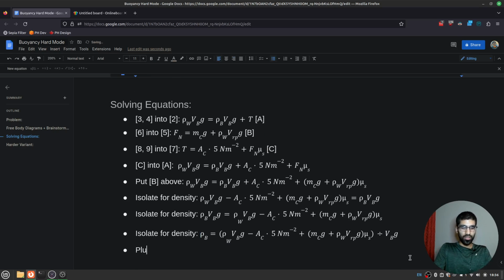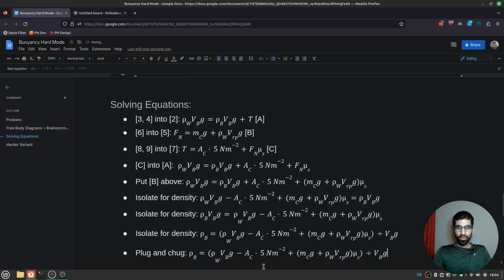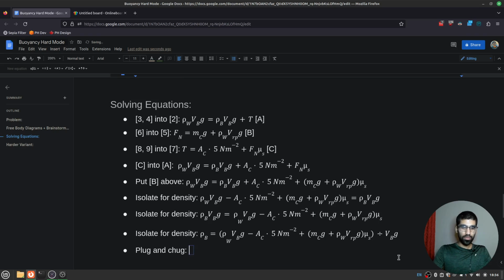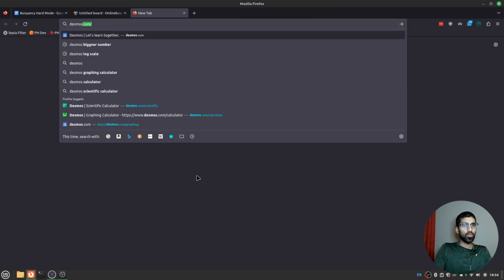Finally, plug and chug. Plug in the values that are unknown and we will be done. So instead of doing it here, because it's going to be real messy, I'm going to do it in Desmos so that it's less messy, and just write down the final answer here. So let me open up Desmos.